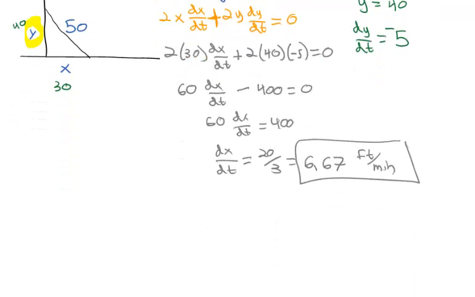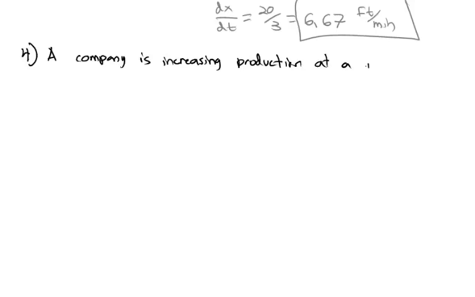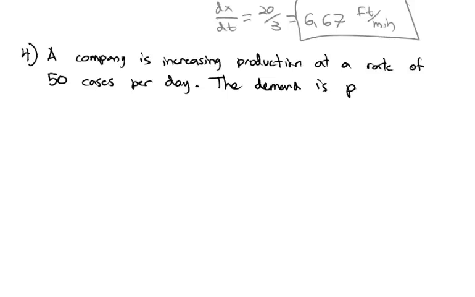Let's try another example. We got to do a business example. This is business calculus after all. So let's say a company is increasing production at a rate of 50 cases per day. This is because the demand is P equals 50 minus Q over 200. And like we've seen all quarter long, P is the price and Q is the quantity demanded.